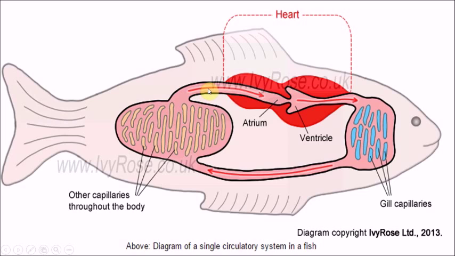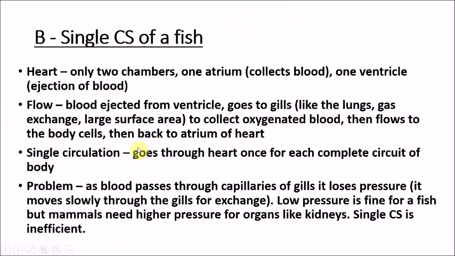Deoxygenated blood will carry CO2 to then transfer to the gills to get rid of it. There will also be valves in this part here, because this is a vein leading back to the heart, but you usually don't get valves in arteries leading to the body. Single circulation means that it goes through the heart once for each complete circuit of the body. The problem with the single circulatory system of a fish is that basically the blood loses pressure when it goes through the capillaries of the gills.